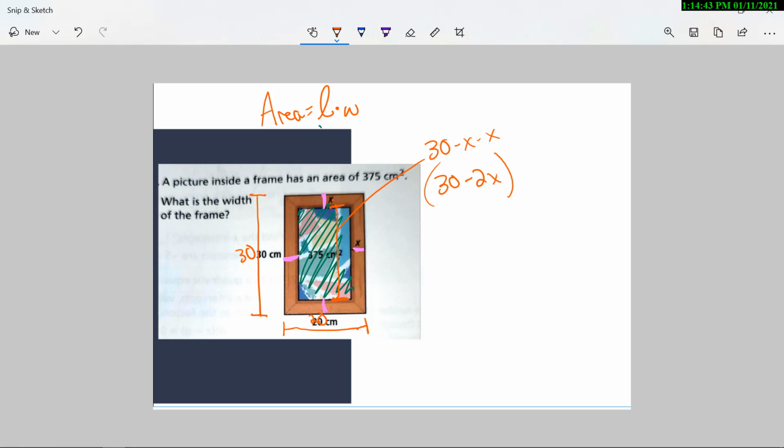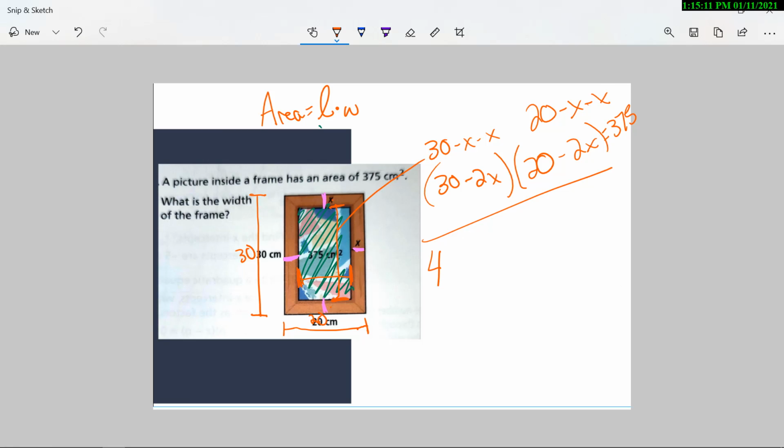Now we're going to do the same thing going across. We want here to here. So we already have 20. But then, just like with the 30, we're subtracting off x both sides because it's on both sides of the picture. So when we simplify that, we get this, and the area is 375. So again, just like our last problem, we multiply that out.